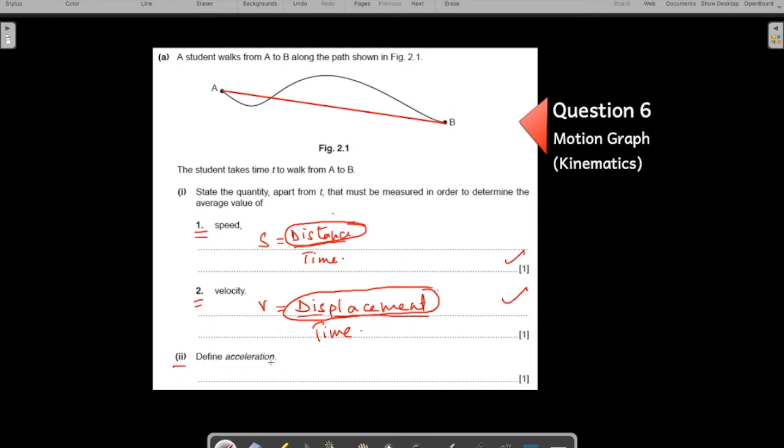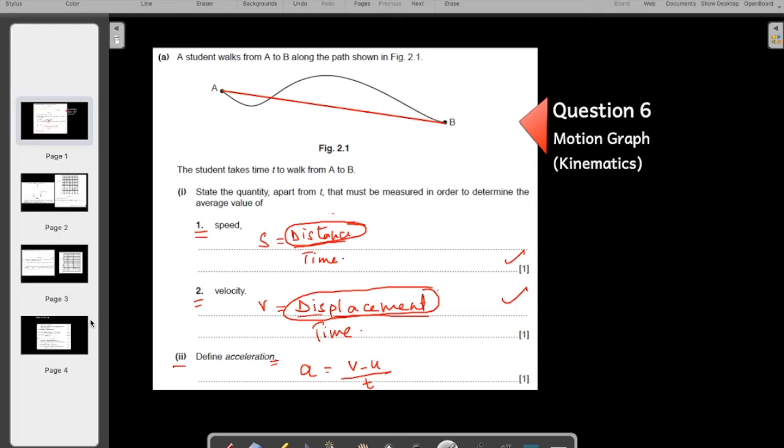Define acceleration. How does CIE expect you to define acceleration? It is simple. It is the formula for the acceleration itself. It is the rate of change of velocity. Or you can simply write down the formula for the acceleration. V minus u over t. Change in the velocity over the time taken for the change to take place.